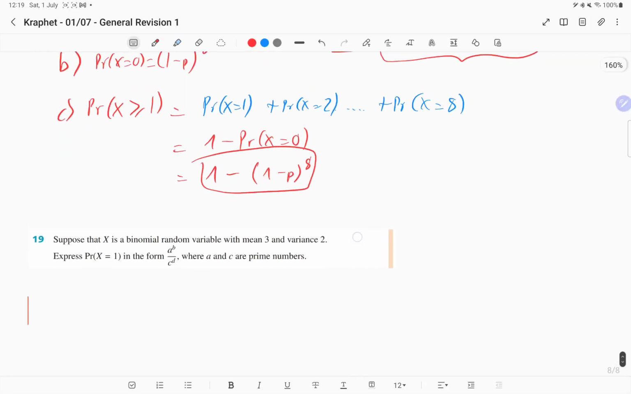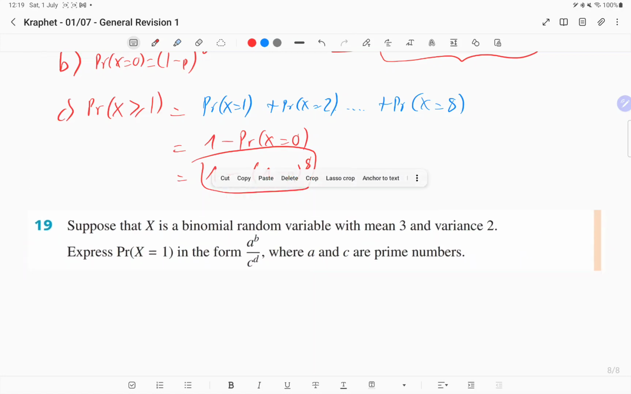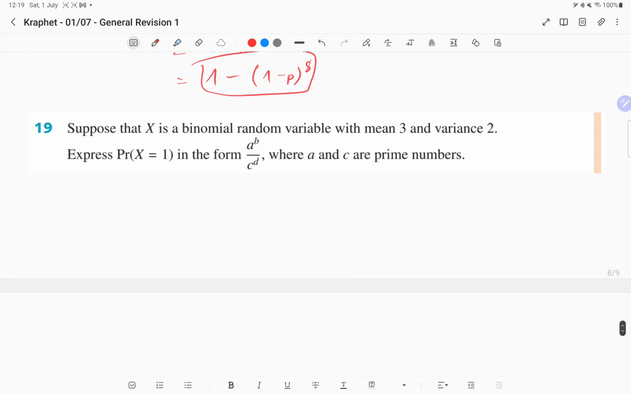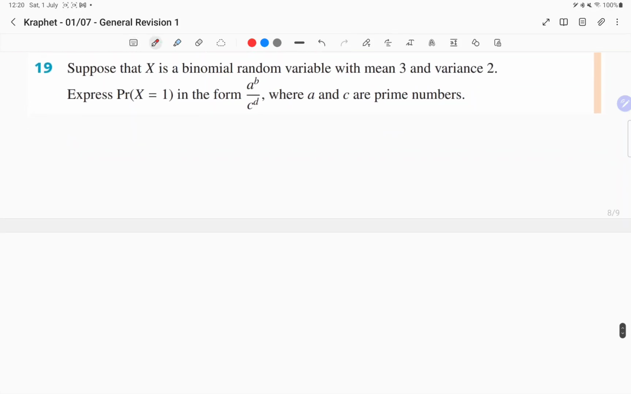Alright, let's see. This one is going to be a bit tricky. X is a binomial random variable, mean 3, variance 2. Express Pr(X = 1) in that form where A and C are prime numbers. Yeah, this is techie. This is how they will specify exactly what form they want, and they test you on not just the basic concept, but algebra as well.